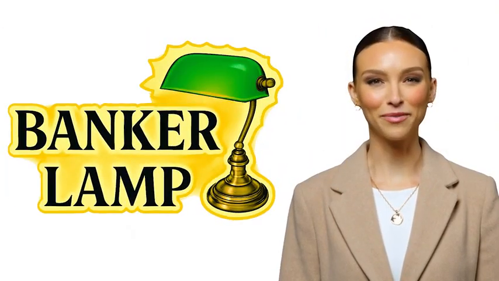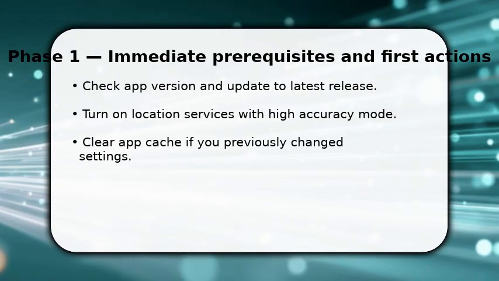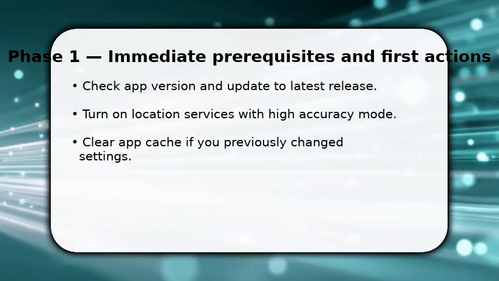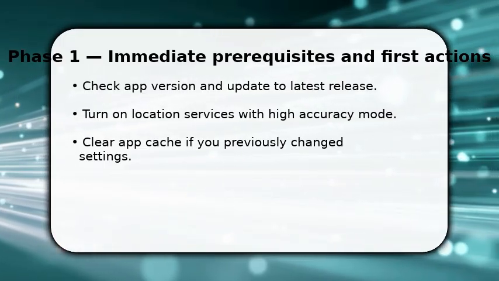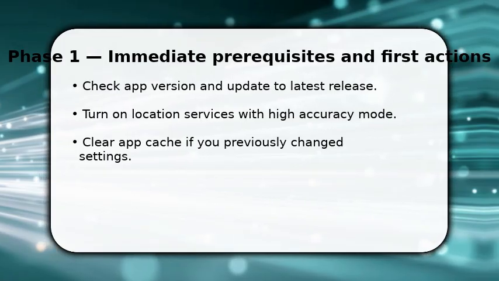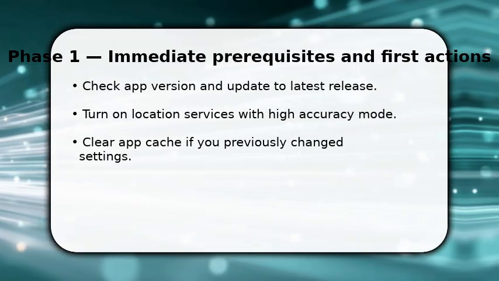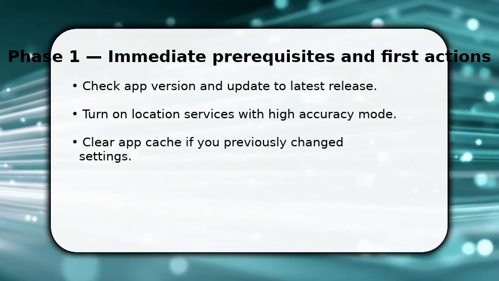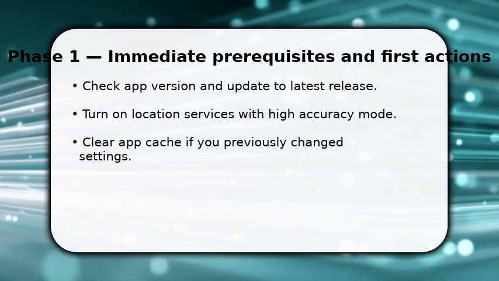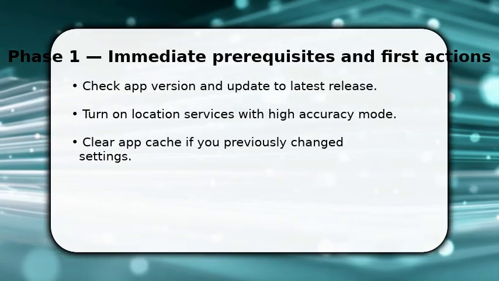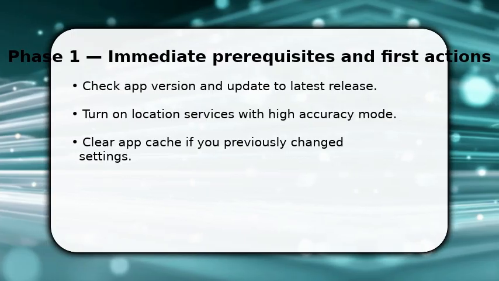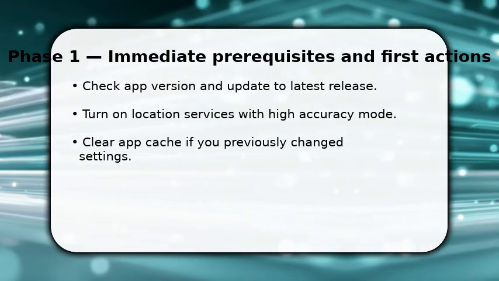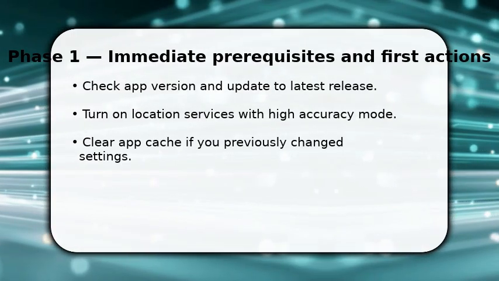Please enjoy the video. You begin by confirming prerequisites so the fix works. Open Google Maps and check for updates, then enable location with high accuracy. Once done, clear the app cache to remove corrupted data that may send wrong signals. Make sure Wi-Fi scanning and Bluetooth scanning are enabled for better positioning. These improve signal blending.